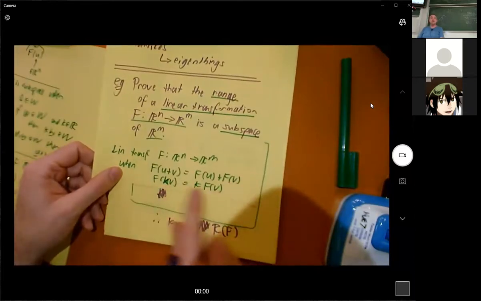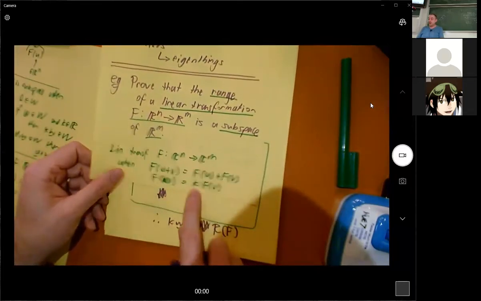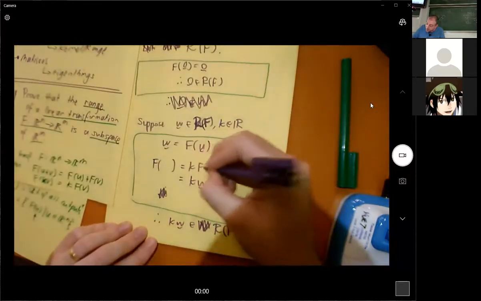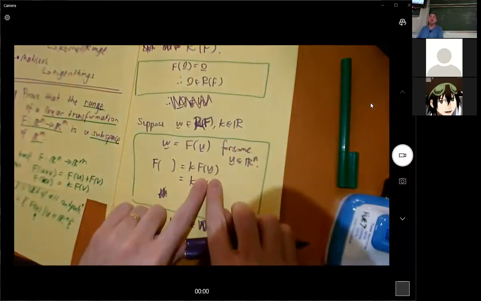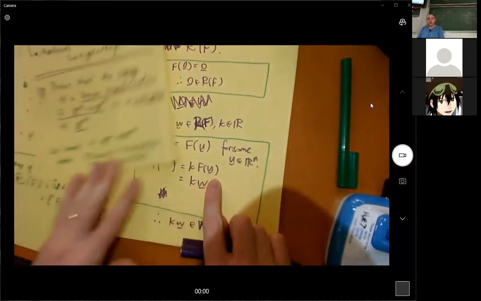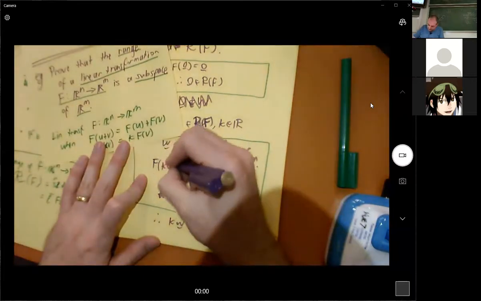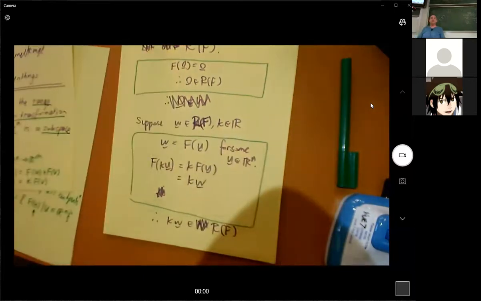Oh, this rule, that'll do. Just using it backwards, right? We'd like it to be k times f of u, wouldn't we? Because that's what w is. And so this rule, but backwards, would mean that we can do that. Cool.